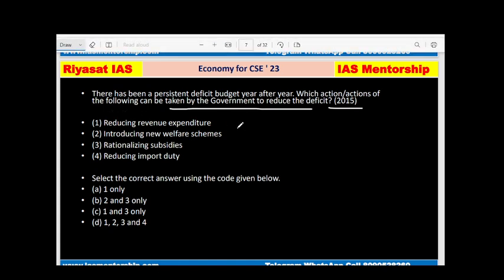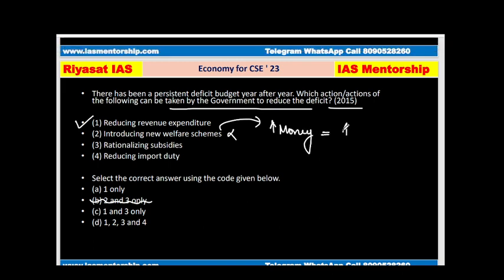Reducing the revenue expenditure, absolutely correct statement. One is correct, which means that we can eliminate the B part. Introducing new welfare schemes. What do you think? Can this bridge the deficit? Absolutely not. Why? Introducing new welfare schemes will require more money, which means your expenditure is going in a high direction, and high expense means your budget deficit has increased.